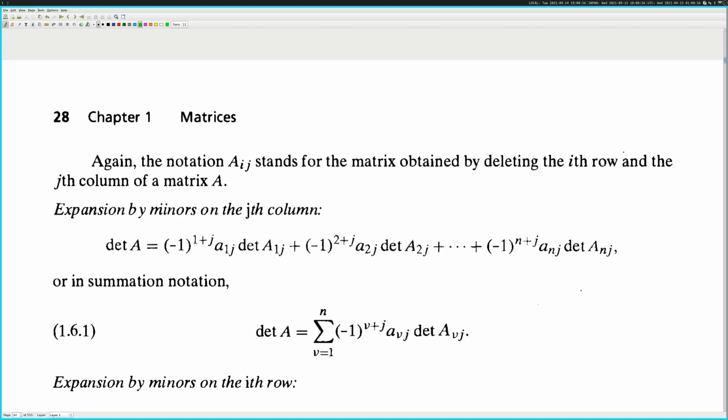I'm not going to use the Greek letters. Sum from nu equals 1 to n of minus 1 to the nu plus j, a nu j, determinant. Okay, yeah, it's the same formula as above.